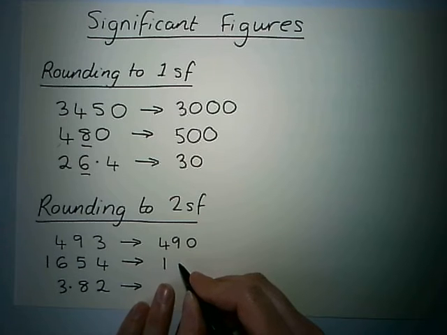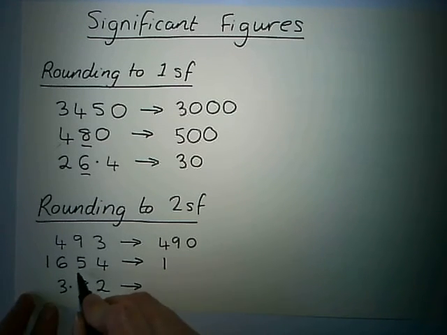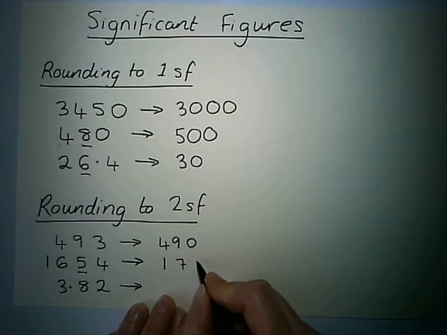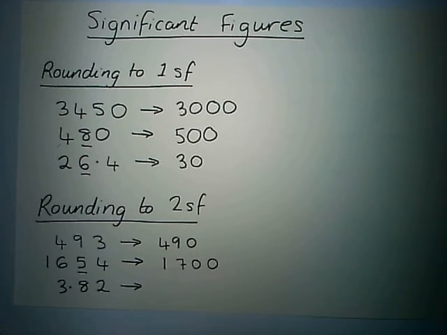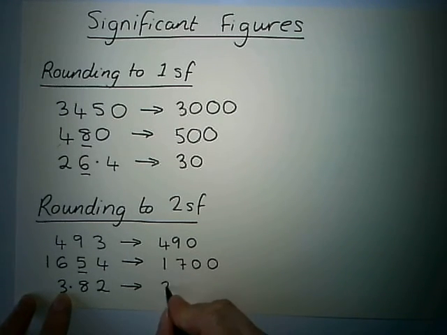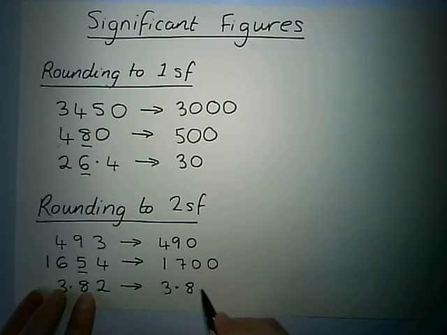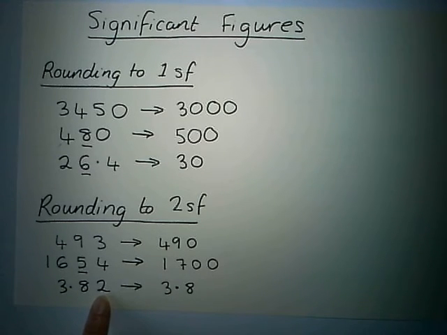This one is 1,654. So it's going to be 1,600 or 1,700. Just look at the third digit. The third digit is a 5, which is high, so we're going to round it up to 1,700. The last one, 3.82, to two significant figures. 3 is the most significant, and then the decimal point goes in, and the 8 is the second most significant. And we don't need to round up because it's followed by a 2, and a 2 is small.